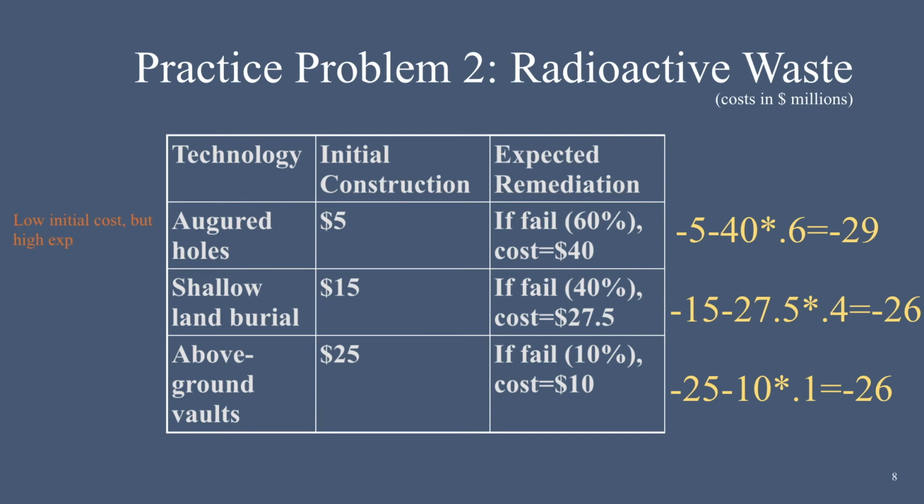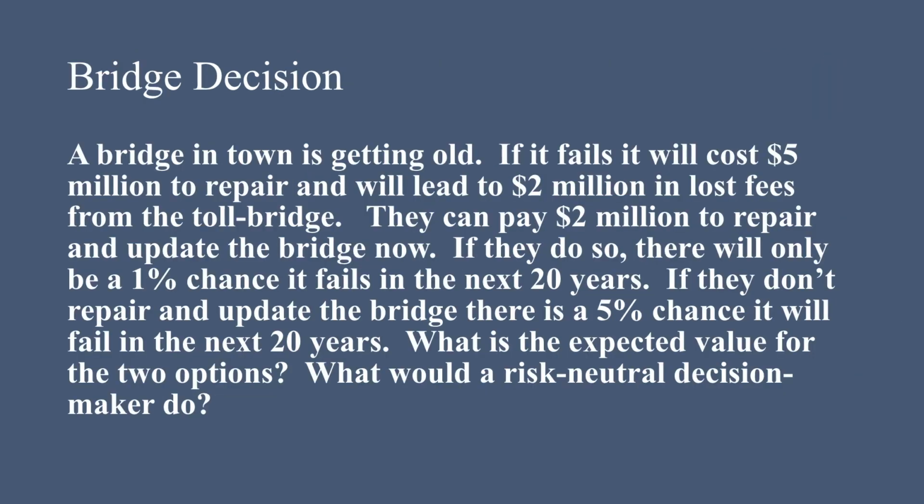Although the augured hole option has the lowest initial cost, it has the highest expected cost. This is because if there's a failure, which is relatively likely, it will be expensive to clean it up. The expected value of the other two options is the same. Therefore, a risk-neutral policymaker will be indifferent between these two options. Which option you choose depends on whether you want to pay more upfront and have a lower risk later, or if you want to pay less but risk paying more later.